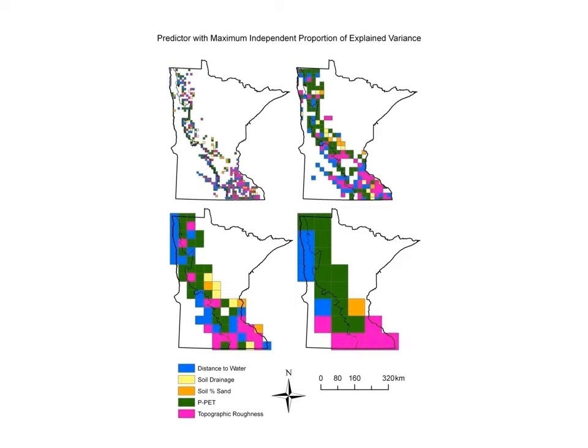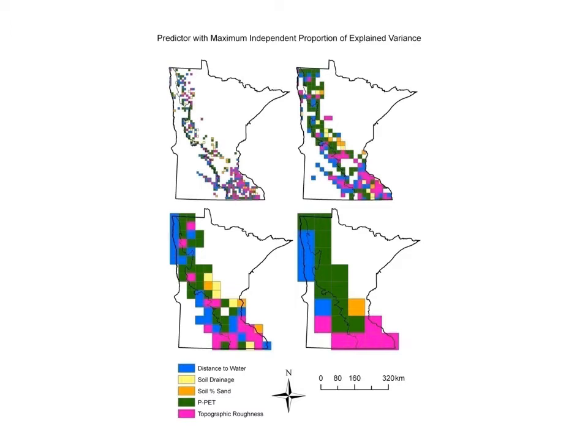As you can see, with the one on the lower right at large spatial scales, the precipitation minus evapotranspiration is very important for most of the prairie forest border, not all of it, but most of it. Topographic roughness also plays a big role in the southeastern part of the state. And as you get to finer and finer spatial scales, it looks more and more like confetti because there's a number of different factors that were better predictors.